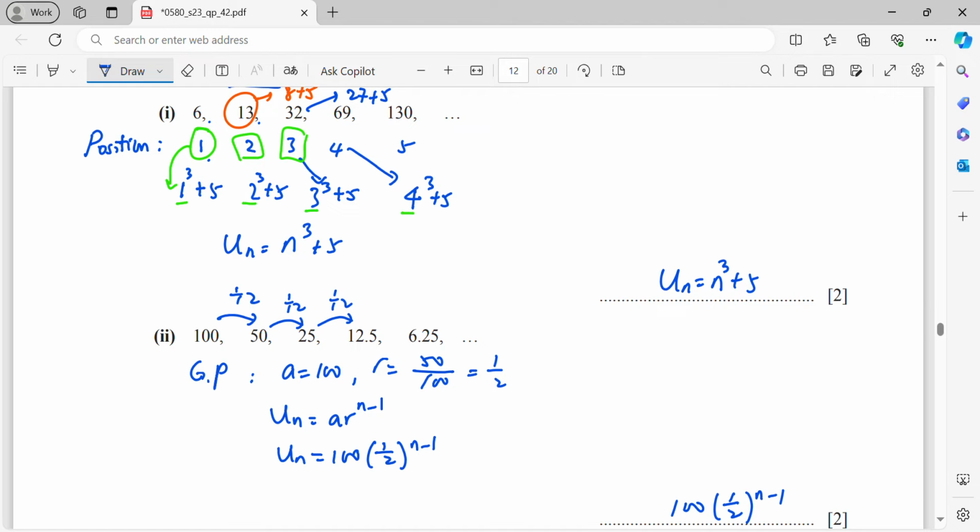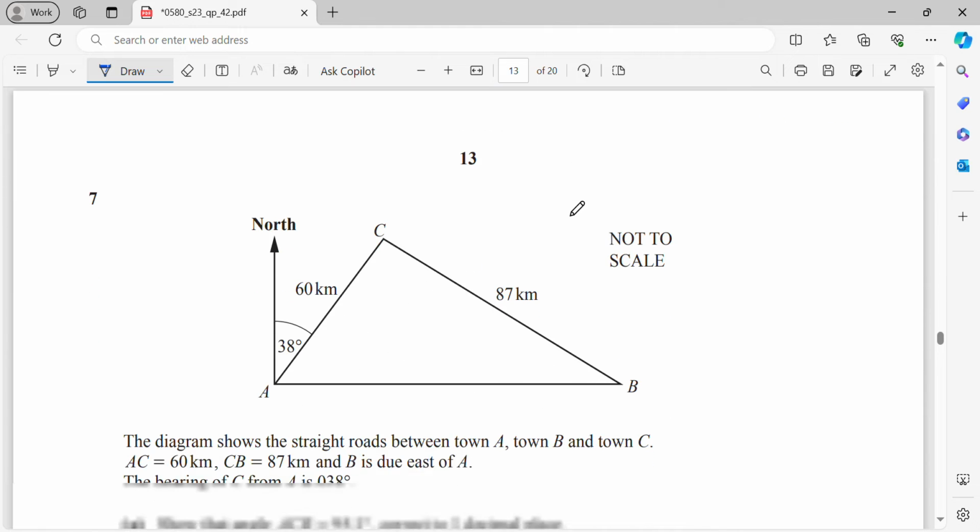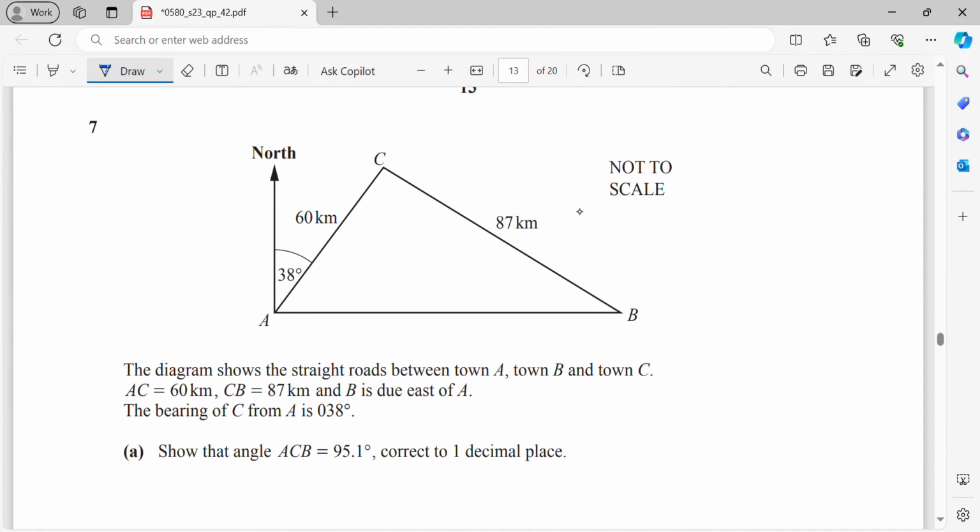Alright, so now let's move on to question number 7. The diagram shows the straight routes between towns A, B, and C. AC is 60 kilometers, given here. CB is 87 kilometers, and B is due east of A. Now the bearing of C from A is 030 degrees. Now part A: show that the angle ACB is 95.1 degrees correct to 1 decimal place.